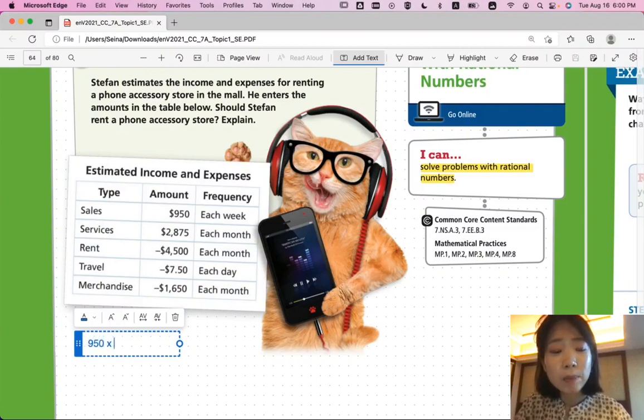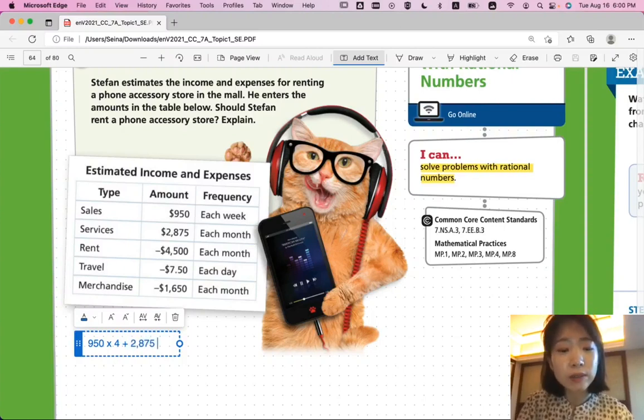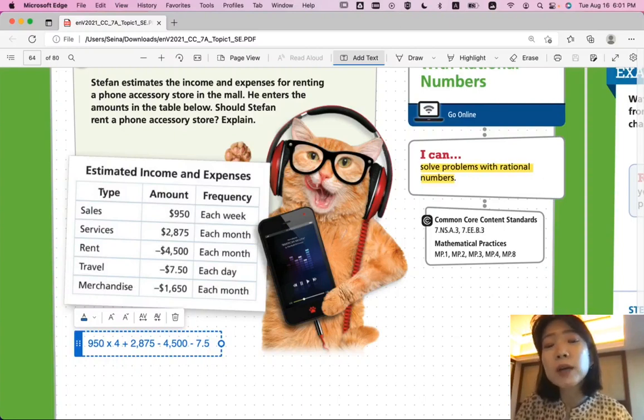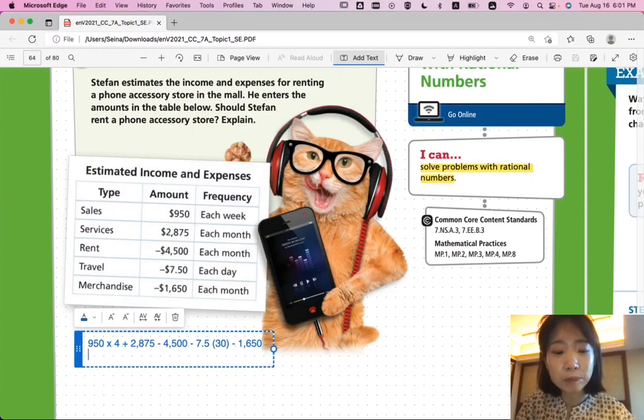Times that by 4, right? So 950 times 4 plus 2,875 minus 4,500 and minus 7.5 times, that's on each day. So we're going to count a month as an average of 30 days. So 7.5 times 30 minus 1,650. Would that be a positive or a negative number is how we will try to figure out our answer.